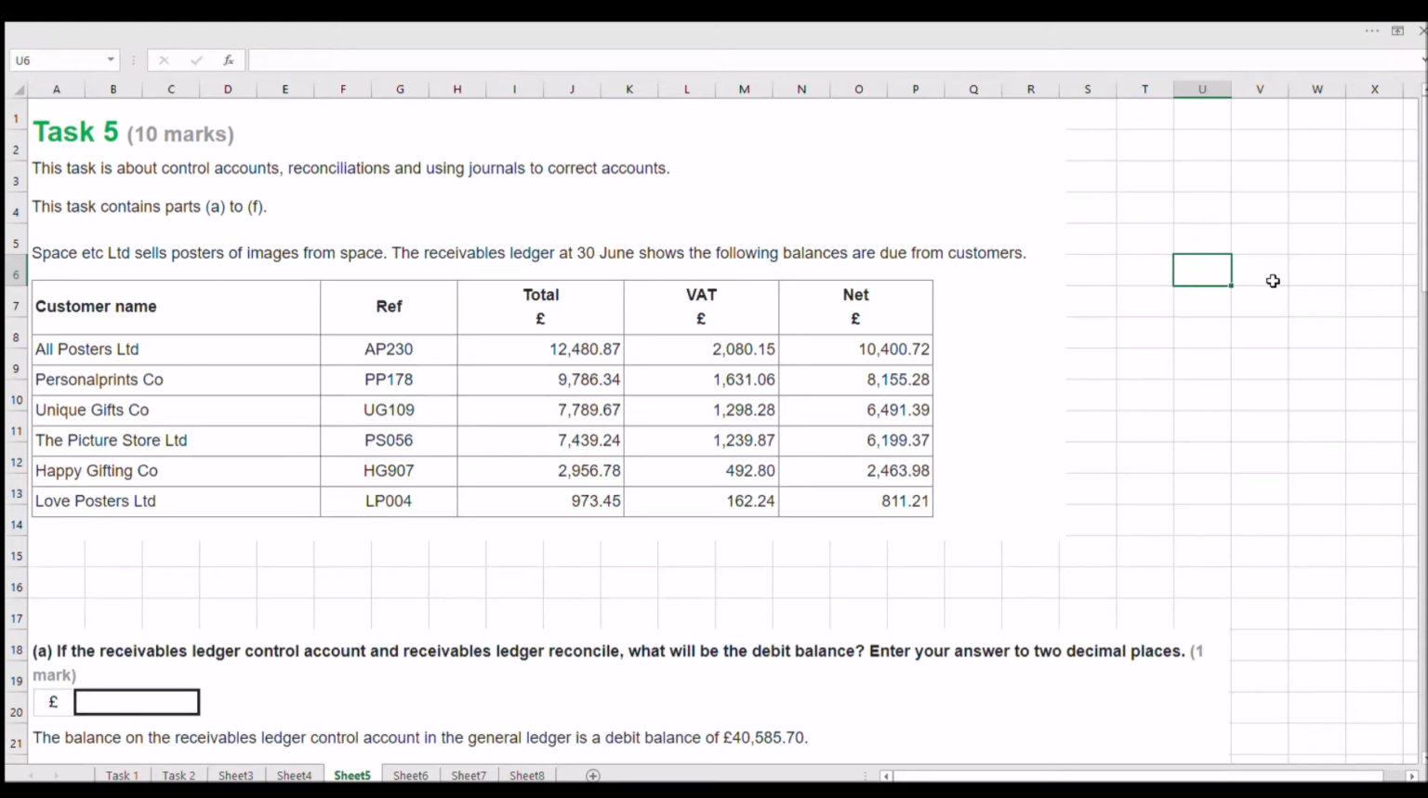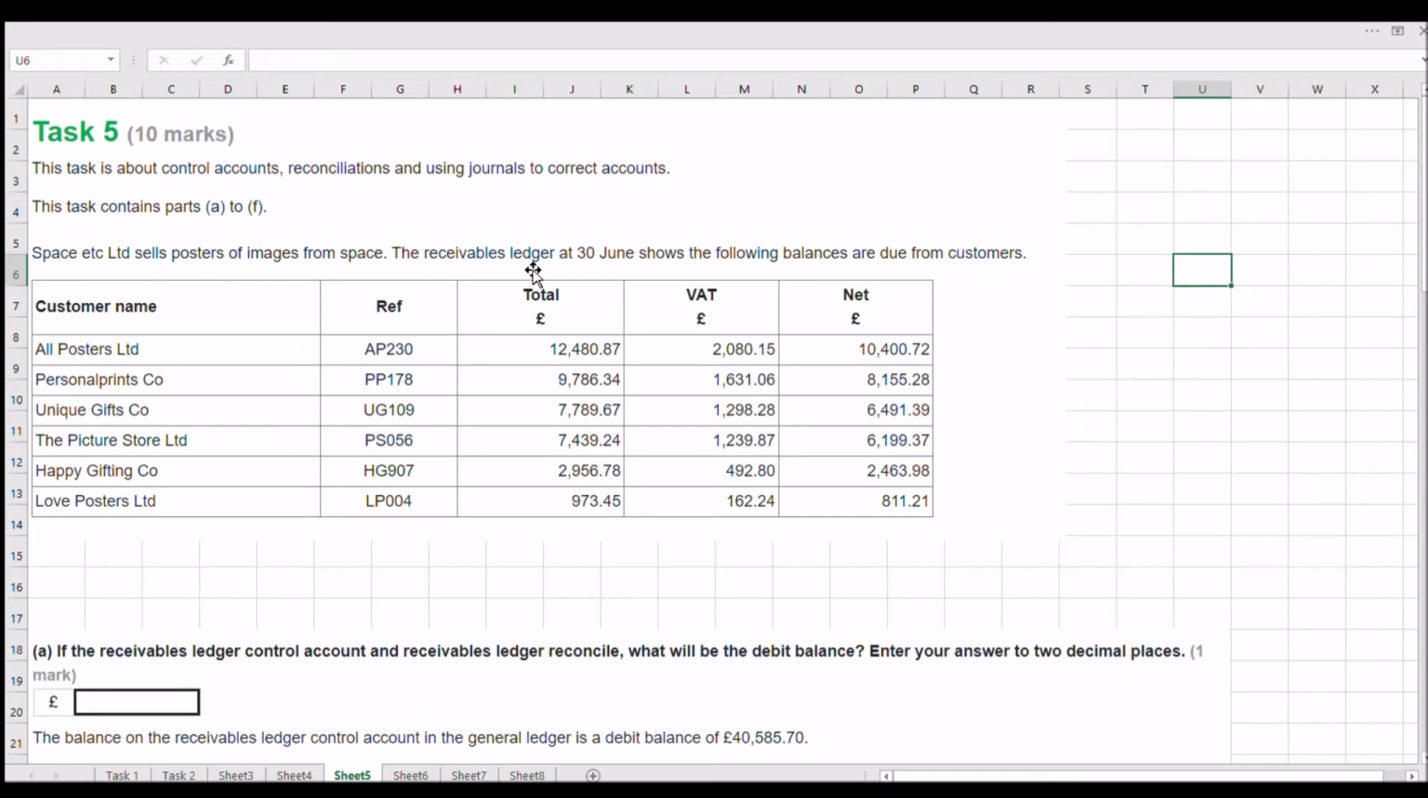Task 5. So task 5 is about control accounts, reconciliations, and using journals to correct accounts. So this is the Principles of Bookkeeping Controls unit. We've got some reconciliations of ledgers. I think we're probably going to see some control accounts, maybe suspense accounts. Let's see what happens.